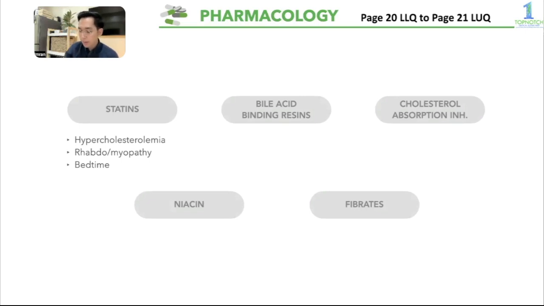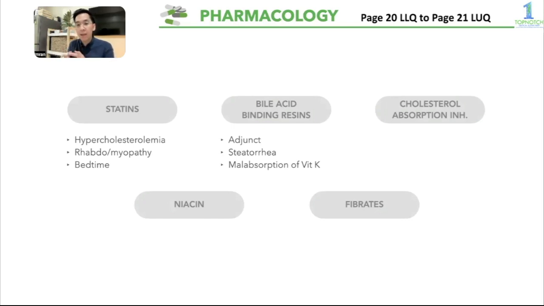Okay, next we have your bile acid binding resins: colesevelam, colestipol, cholestyramine, those. What they do is prevent the reabsorption of bile acids. Remember, bile is synthesized in the liver, stored in the gallbladder, and secreted into the duodenum. Once secreted there, it will emulsify the fats we ate. It works like detergent when you wash dishes, which dissolves the grease. That's what bile is like.